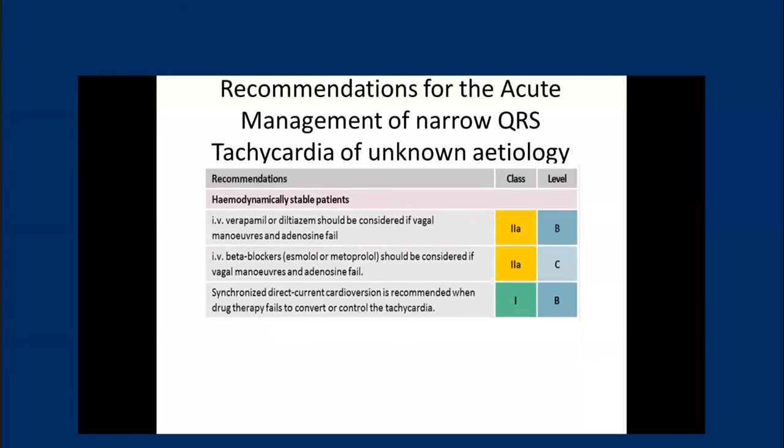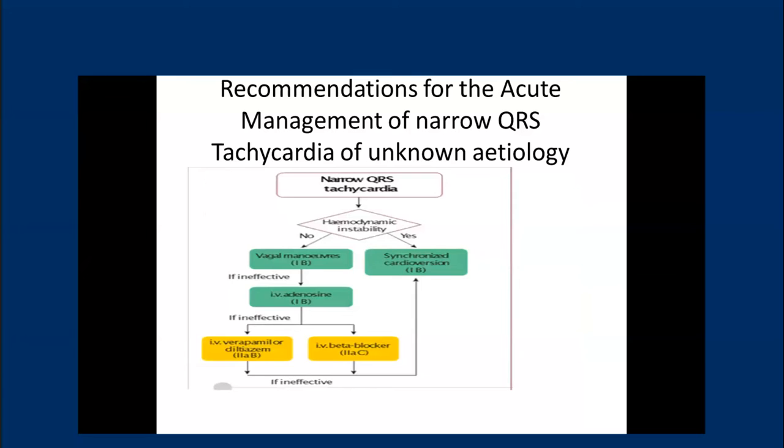So this is basically what we talked about: unstable patients go right away to cardioversion. For those who are stable, we can use the vagal maneuvers and subsequently adenosine and other drugs.